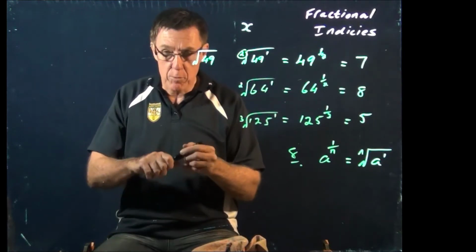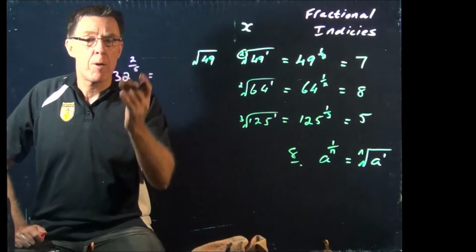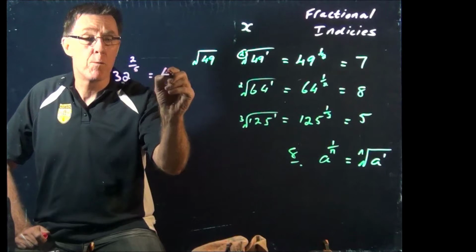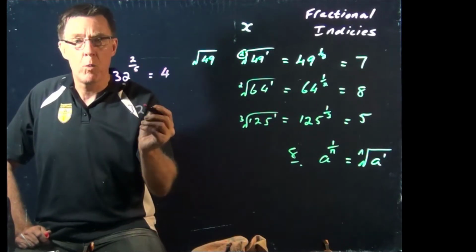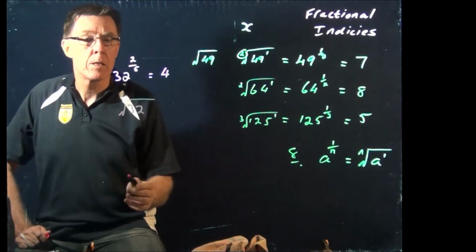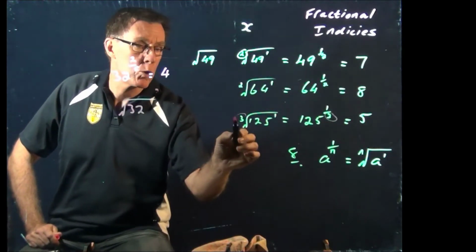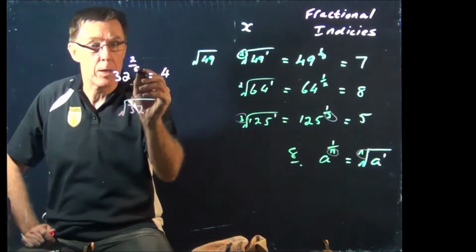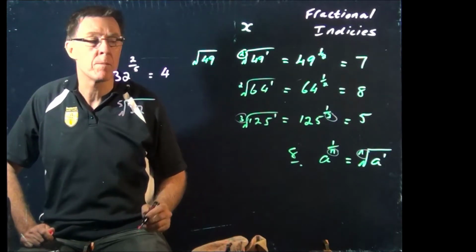Now, the extension of rule 8 looks like this. If you get your calculator out and type 32 to the 2/5 in there, you should get the answer of 4. Pause the video now and see if you get that. Now, the way that works is the same over here. Whatever the number on the bottom was is the root you were taking. Same thing here. So the number on the bottom is 5, so we're taking the 5th root of 32.